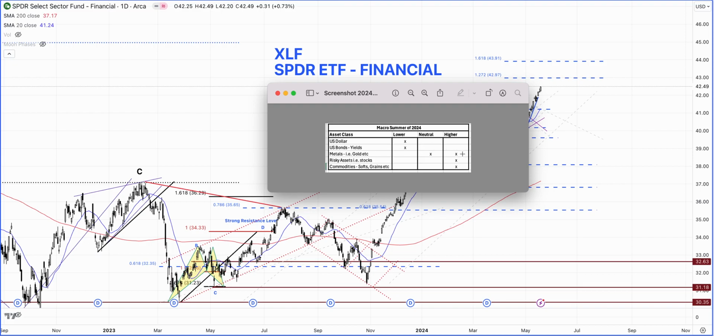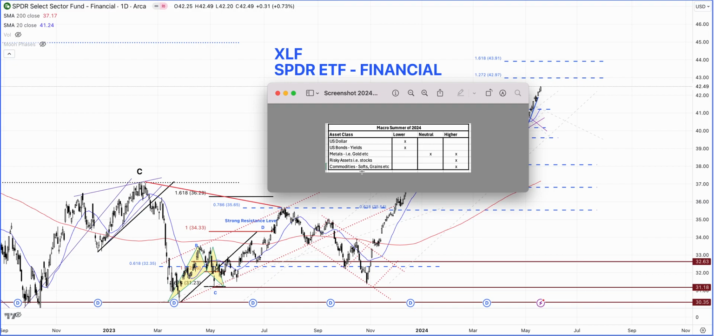In fact, we have seen fantastic moves in silver last Friday, so it's definitely higher. And then risky assets such as stocks, because a lower dollar should be helpful for stocks, and also commodities, and yields moving lower should also support assets. Risky assets is stocks higher, and commodities neutral to higher. So I should put a neutral here as well.